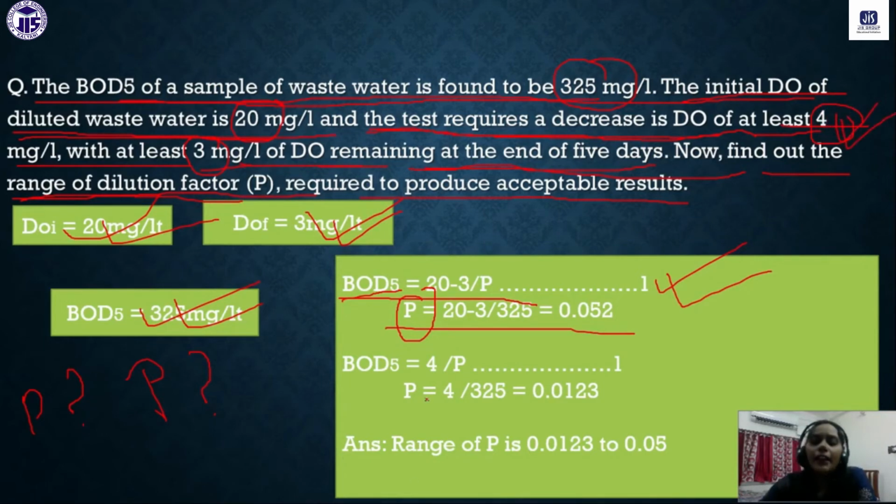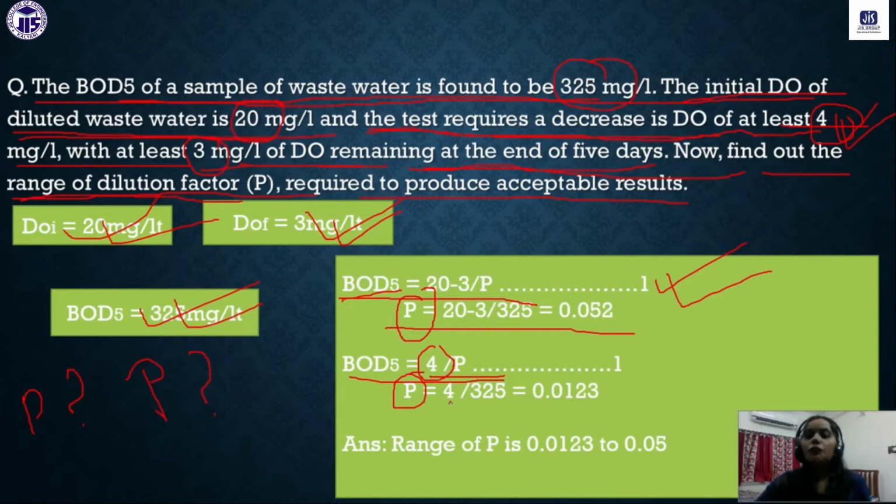So can we write down, for getting the second value of the dilution factor, can we do 4 by P? Is this correct? You tell me, students. Yes, of course. Because what is 4? 4 is the decrease of dissolved oxygen. How can we get this? By initial minus final. By this subtraction, we can get the value of the decrease or drop of dissolved oxygen. Understand? So BOD5 equals 4 by P.